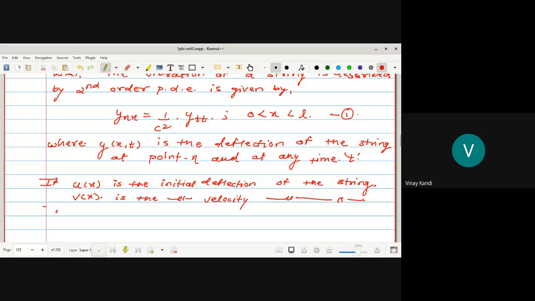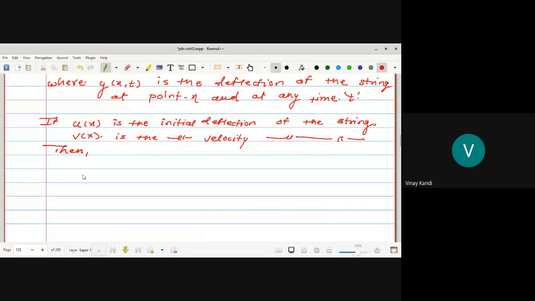the function y of x,t is required to satisfy the initial conditions.